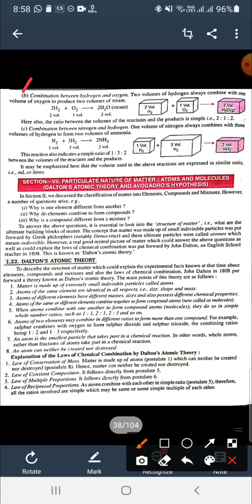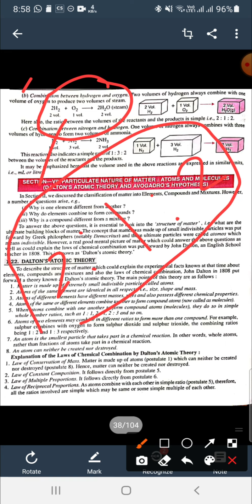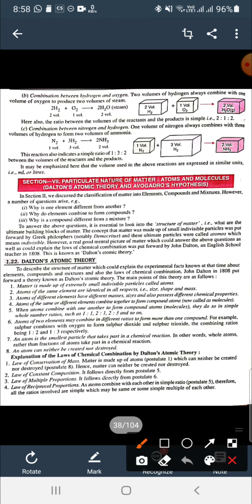Combination between hydrogen and oxygen: when we combine hydrogen and oxygen to form water, two volumes of hydrogen are used, one volume of oxygen is used, and two volumes of water are formed. So the ratio is 2:1:2. So this will always be a simple whole number ratio. This illustrates Gay-Lussac's law of combining volumes.